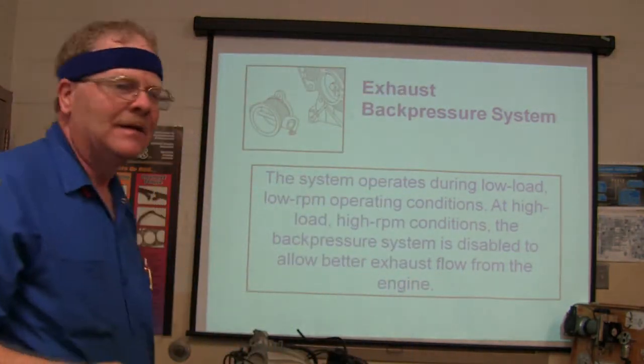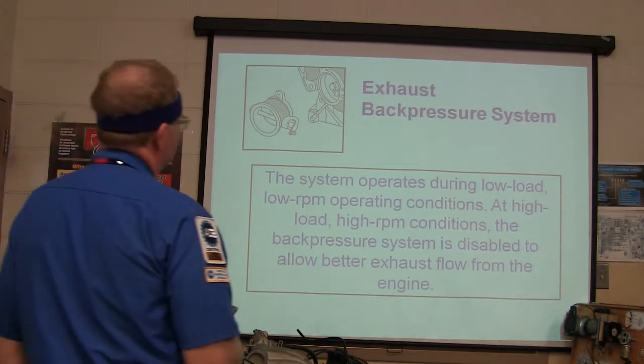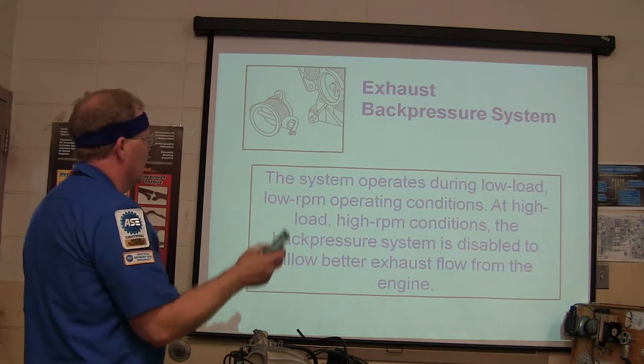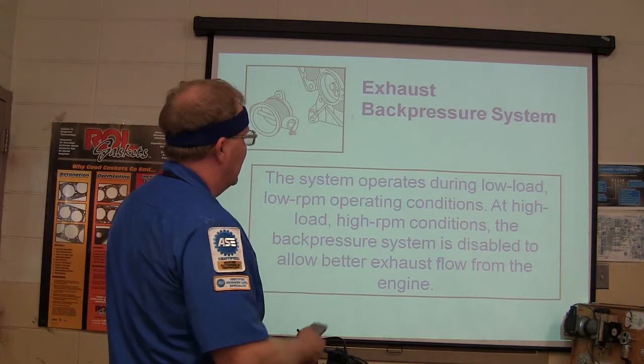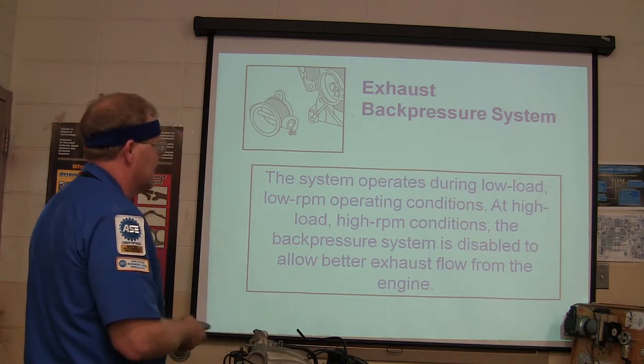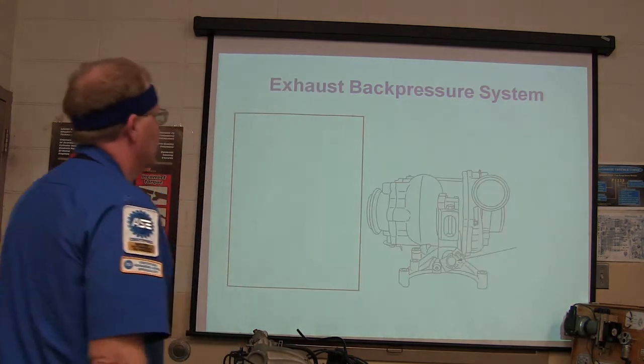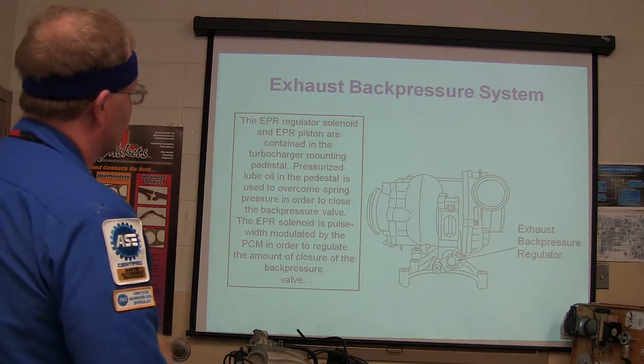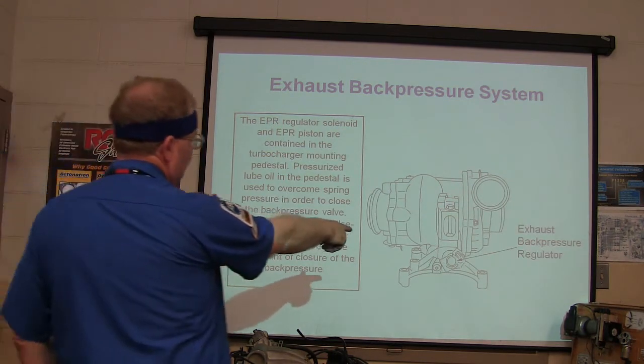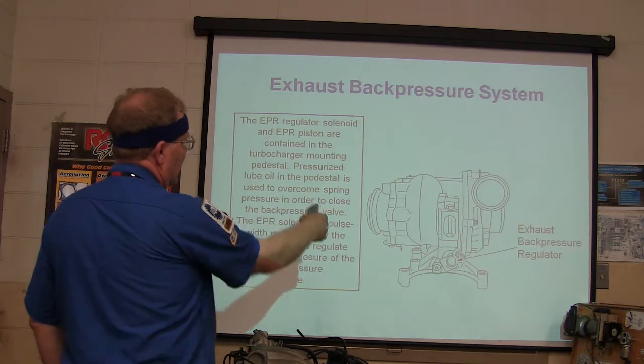Believe me. All right, so the exhaust back pressure system operates during low load, low RPM operating conditions. In high load, high RPM conditions, the back pressure system is disabled to allow better exhaust flow from the engine. The PR solenoid and piston, see, there's a regulator down there, and this is just a line art drawing of it.